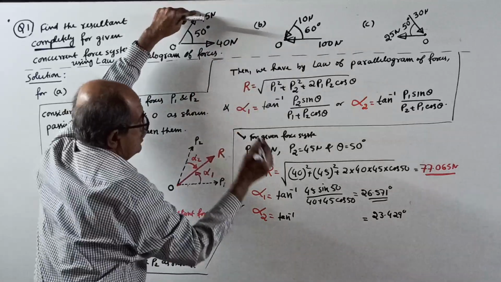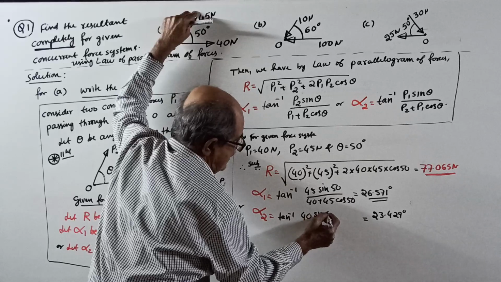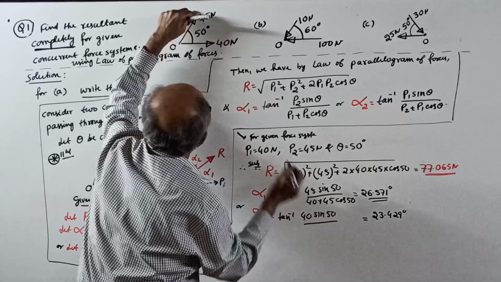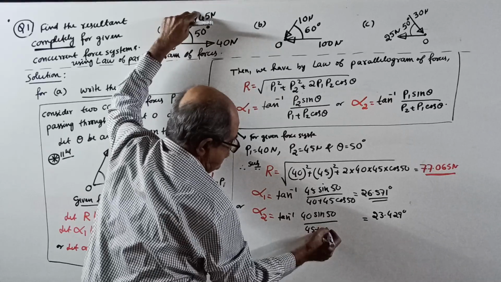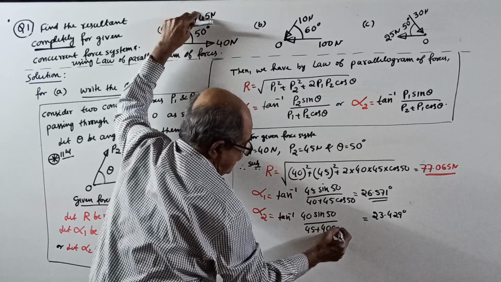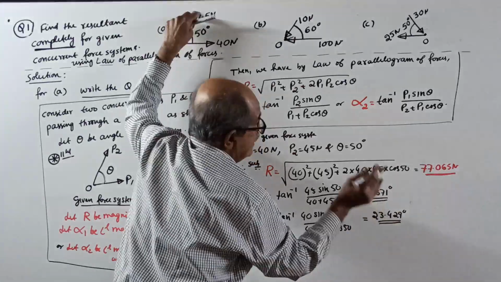Okay, substitute tan inverse of, I want now the angle made by the resultant with this force. So the other force is 40: 40 sine 50 divided by that force 45 plus once again other force 40 cos 50. You calculate, it will come over.